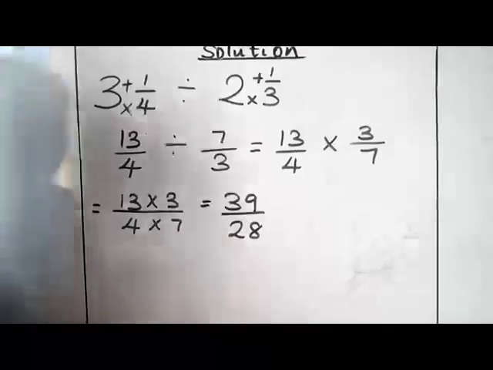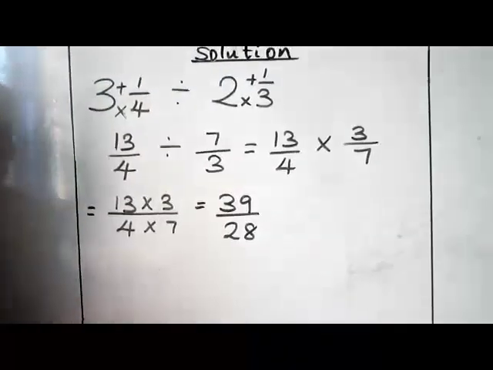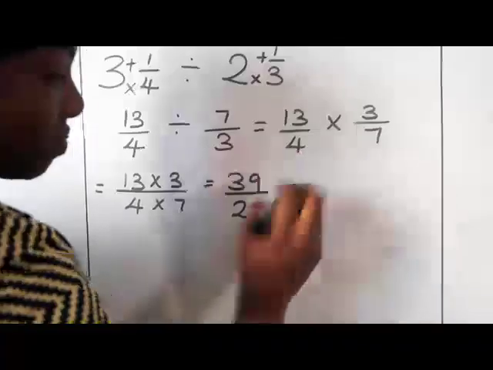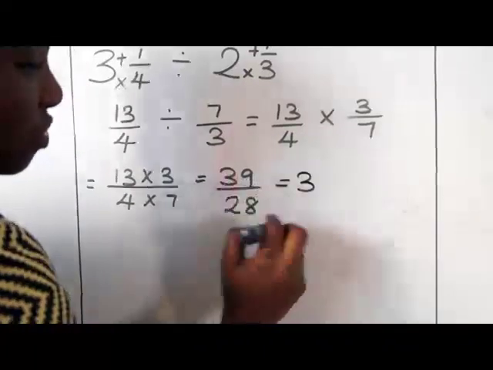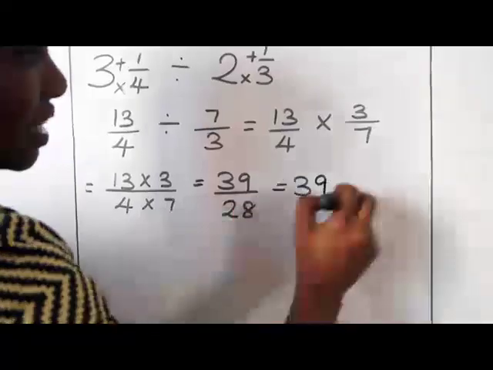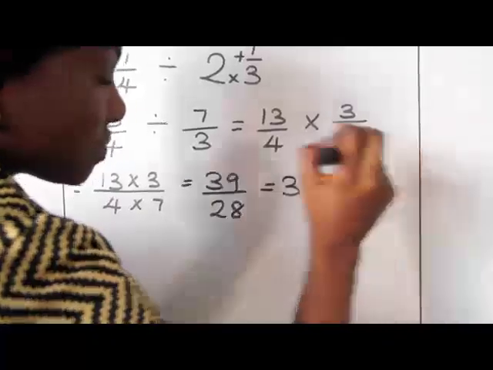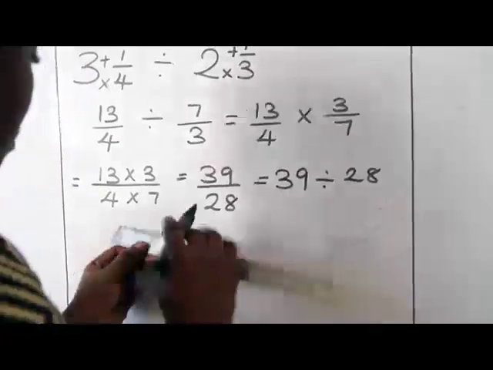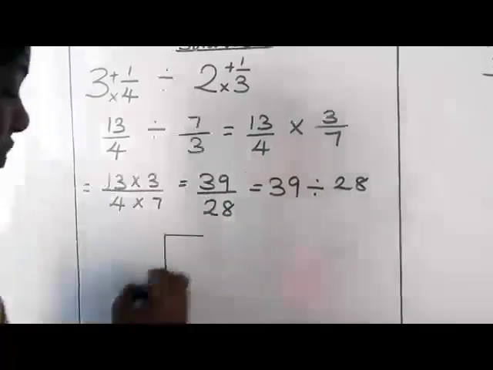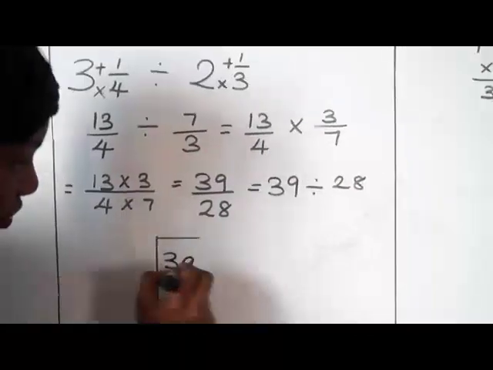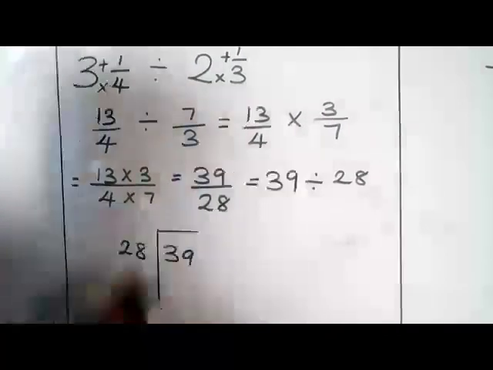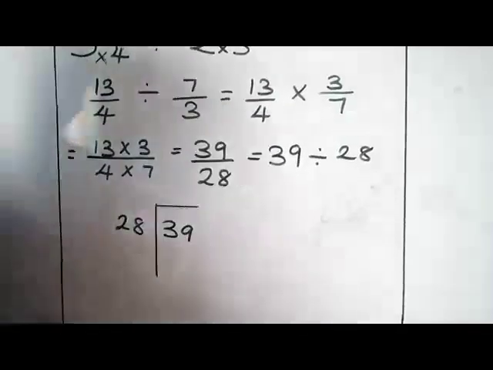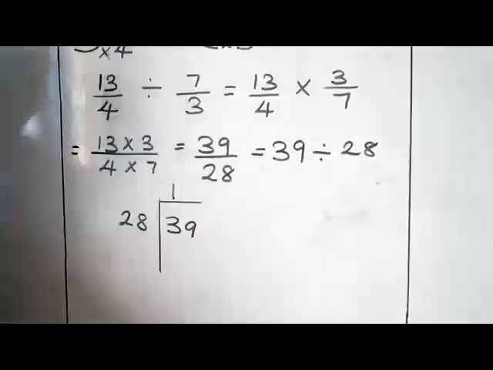I hope you still remember how to change an improper fraction to a mixed fraction. If you have forgotten, let me remind you. All you need to do is to break this down. 39 over 28 simply means 39 divided by 28. Are we together? So you rule your long division sign. Put the 39 in the box and the 28 out here. Are we together? So 39 divided by 28, I'm going to get a 1.